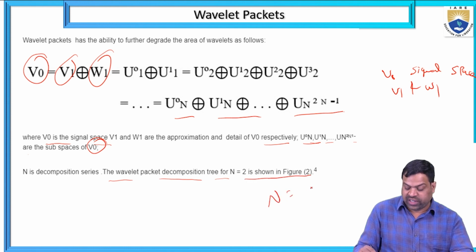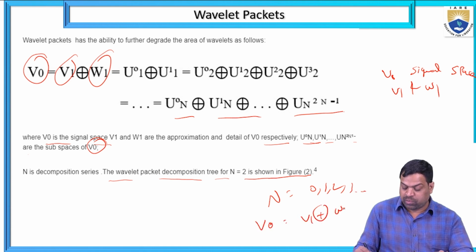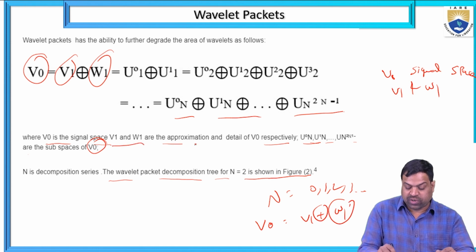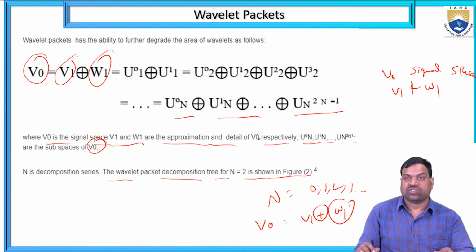So when I am taking N equal to 0, 1, 2, 3, and so on, here V0 will depend on V1 plus W1. So V1 and W1 are the approximation values, but V0 is respectively the signal space.